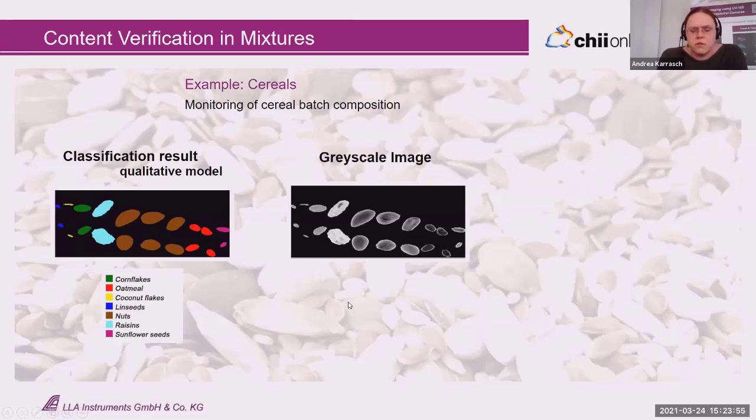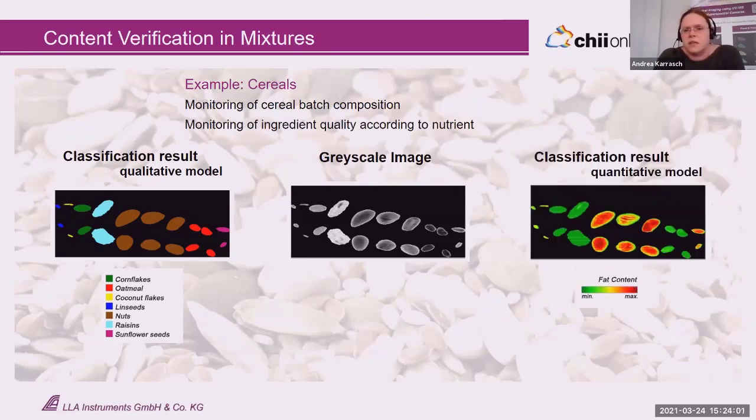On the other hand, what you can also do in this example is define a classification based on the fat content, where you can see, of course, the nuts exhibit a high fat content compared to, for example, the cornflakes or the oatmeal.